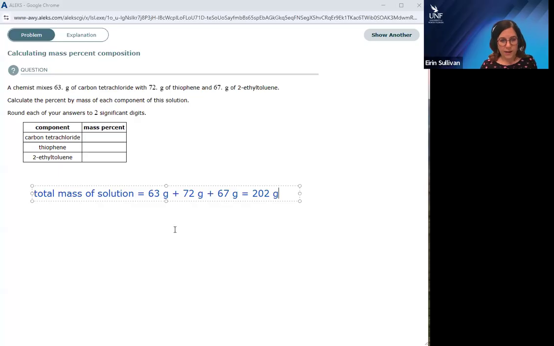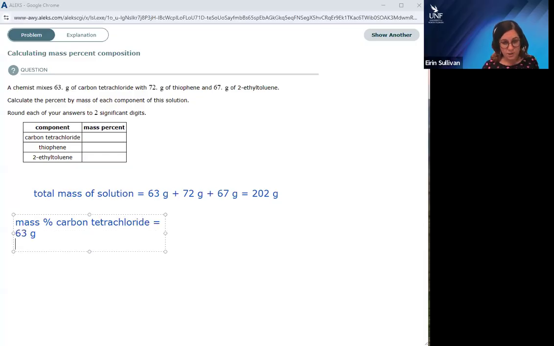To calculate the percent by mass of each of these components, we're just going to take the mass of the component divided by the total mass of the solution, and times 100 to convert to a percentage. So my mass percent of carbon tetrachloride will be its mass, 63 grams, divided by the total mass of the entire solution, which is 202 grams, and then multiplied by 100 to convert that to a percentage.